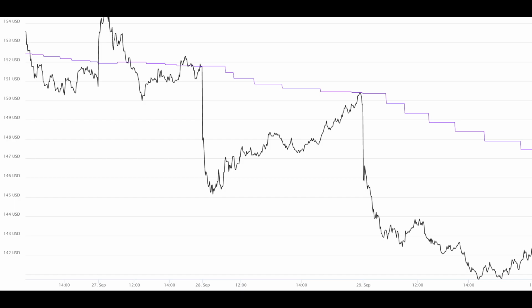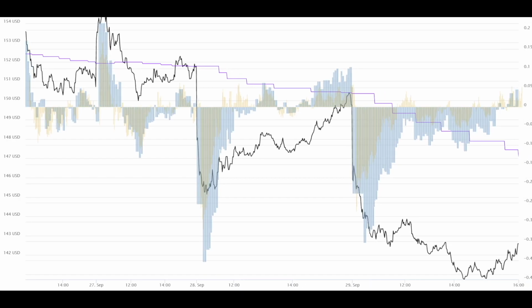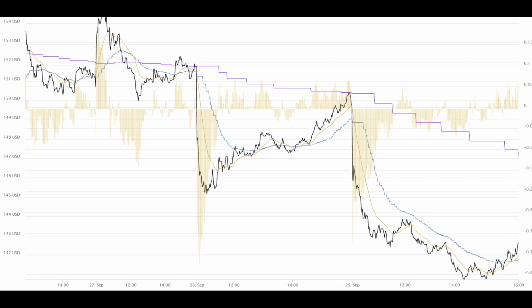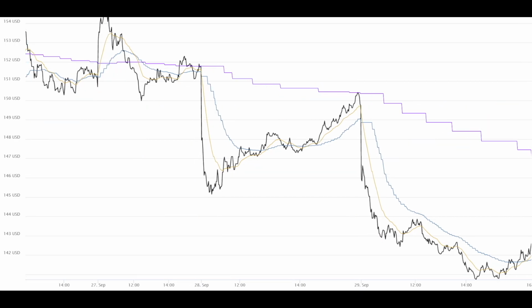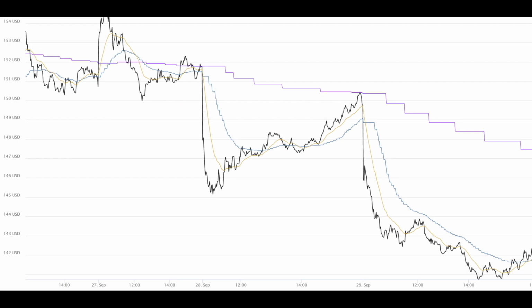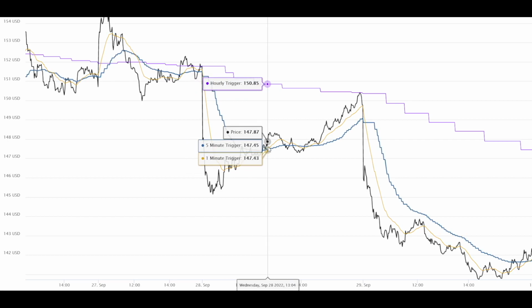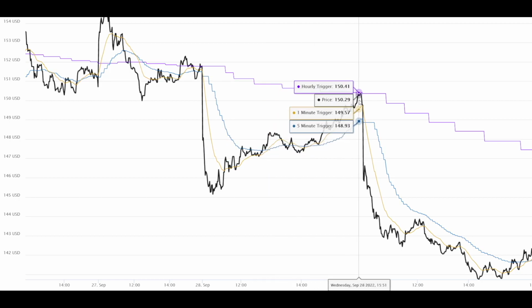Now let's look at what it looked like on the 5-minute. And we'll bring in the 1 and 5-minute triggers. Okay, and then even without velocity, another useful thing about the 1 and 5-minute triggers is you can just play crosses, okay? So whenever the 1-minute trigger, which is the gold line, crosses above the 5-minute trigger, which is the blue line, and price is below the hourly trigger, you can pretty much expect price to go up to the hourly trigger. Whether it will reject or not, that we don't know.